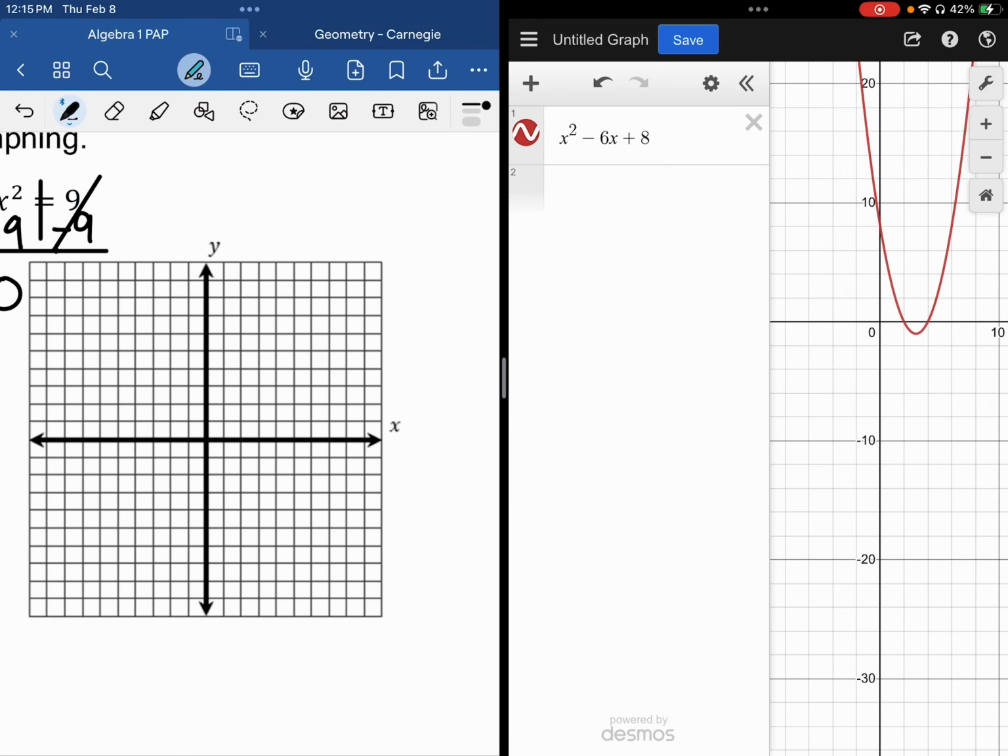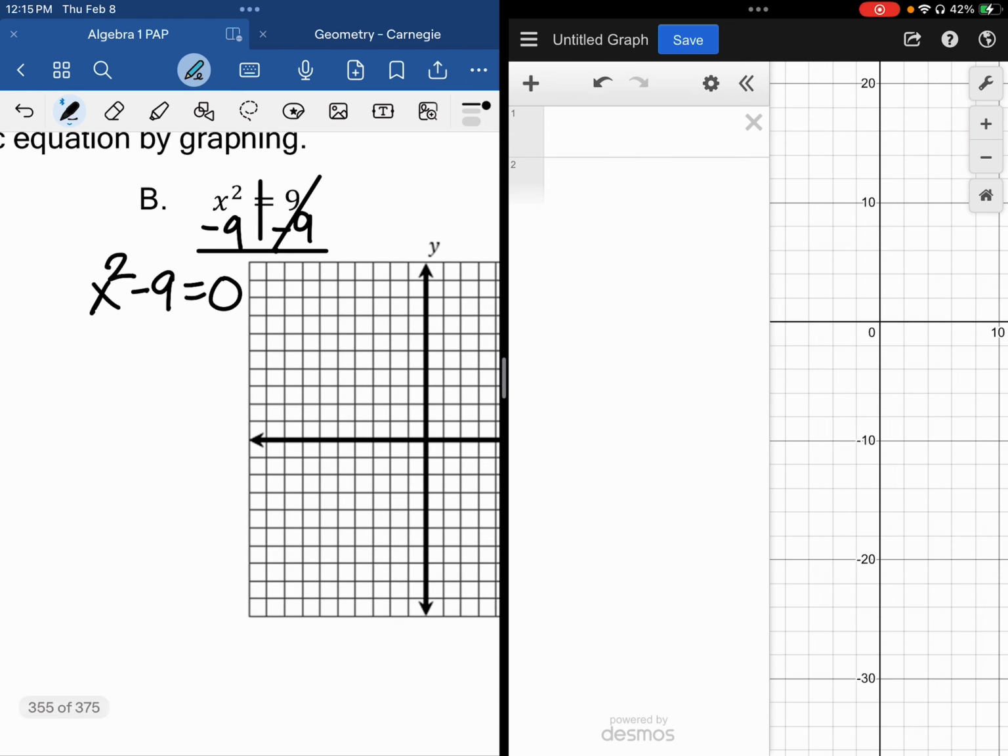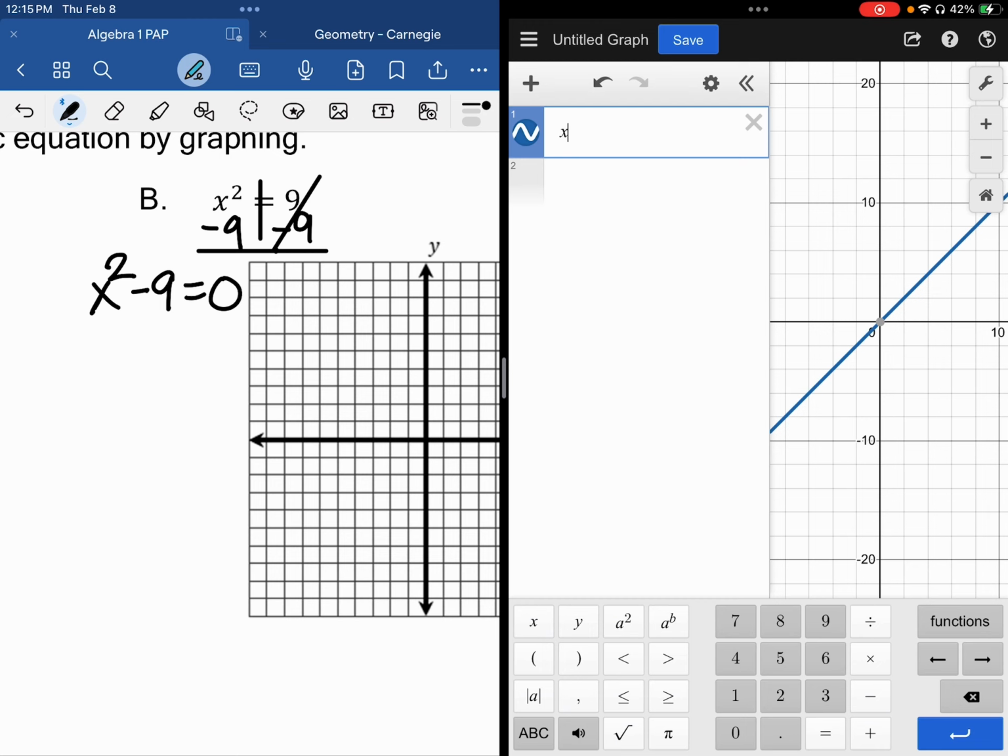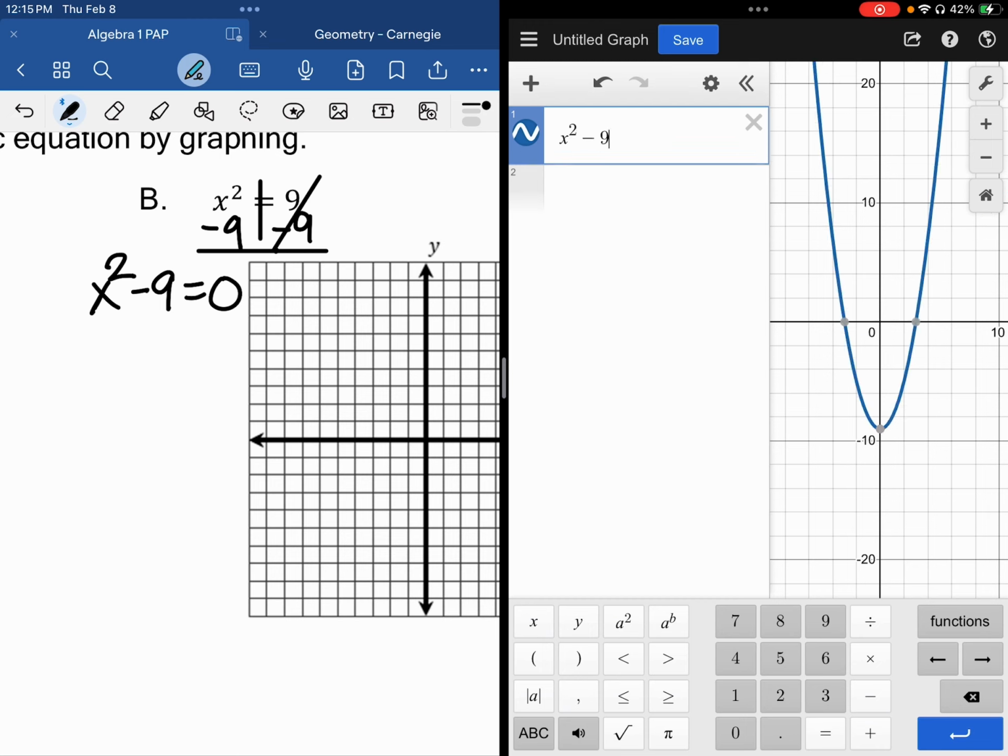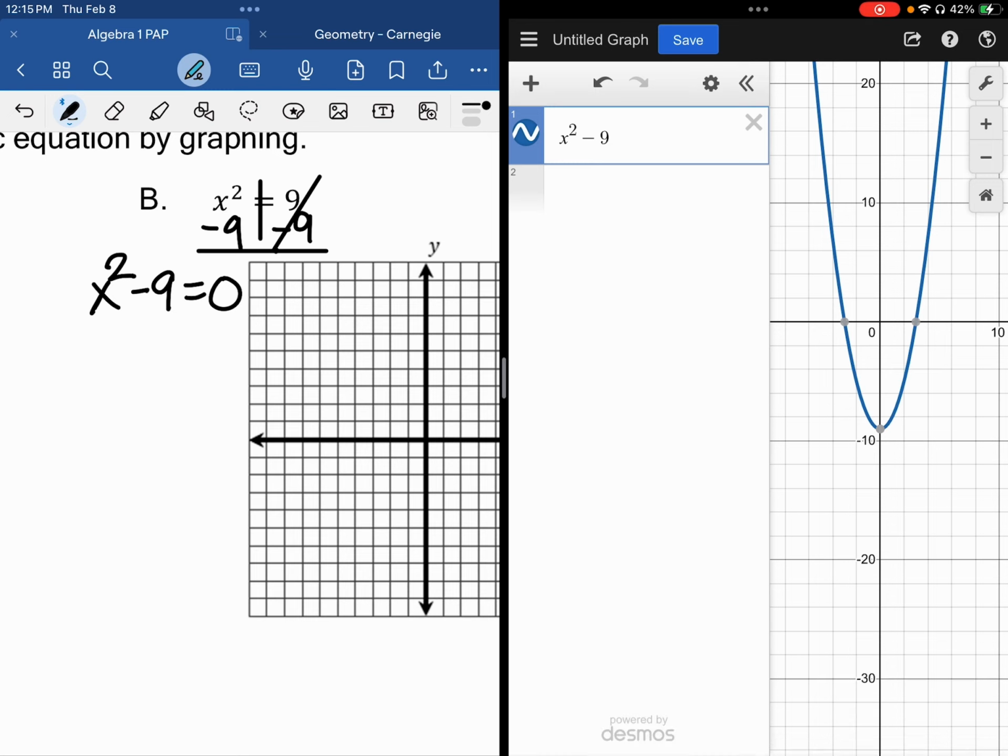Perfect. I'm going to get rid of this graph, and I'm going to place into Desmos x squared minus 9. And I can see right over there on the right side of the screen my graph. I'm going to grab my x-intercepts. There they are.